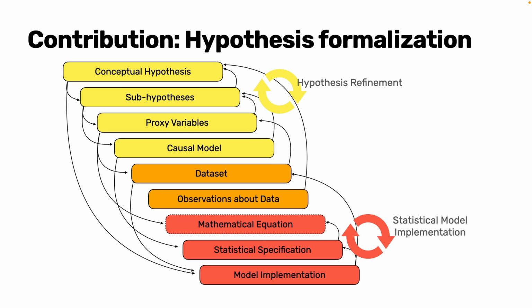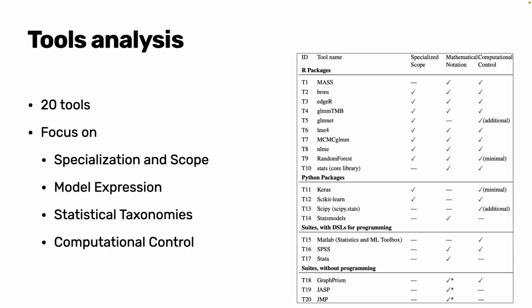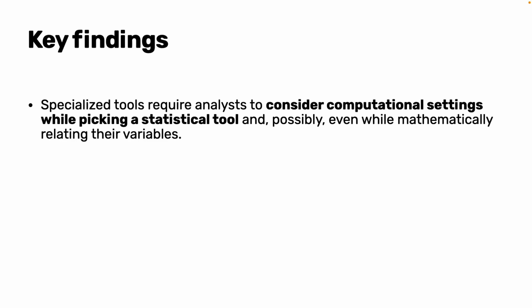And so we began to probe further into what that actually means for how tools are either supporting or taking away from this process. We focused on four key aspects of tools: their specialization and scope, their model expression, the statistical taxonomies they embodied, as well as the computational control they offered end users. And here I'll just highlight a few key illustrations of our findings.